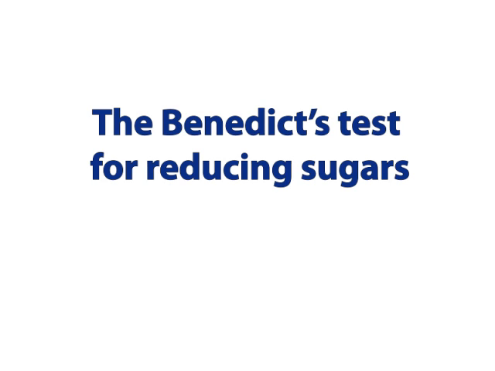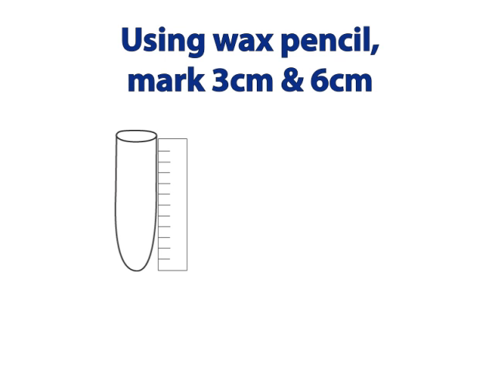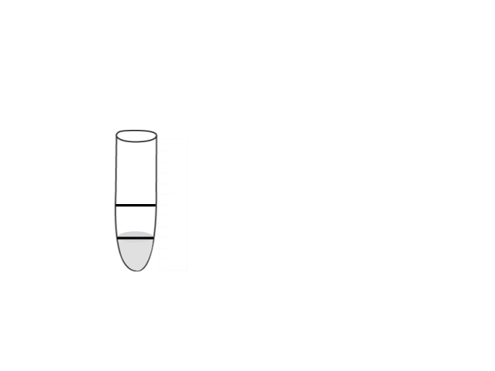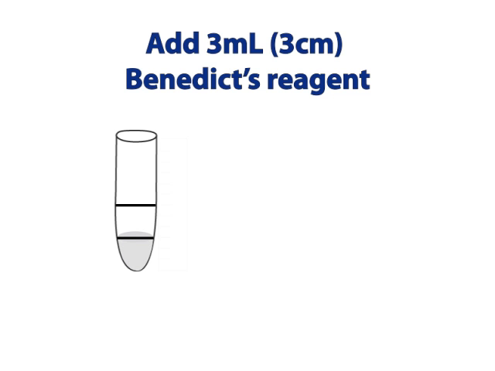The Benedict's test for reducing sugars. Using a wax pencil and ruler, mark 3 centimeters and 6 centimeters up the test tube. 3 centimeters approximately equals 3 milliliters. Add 3 milliliters of test solution. Then add 3 milliliters of Benedict's reagent.